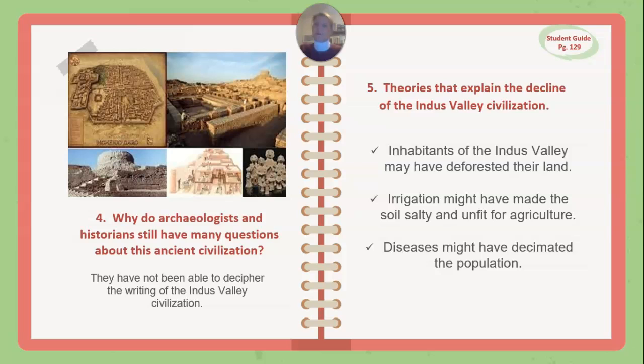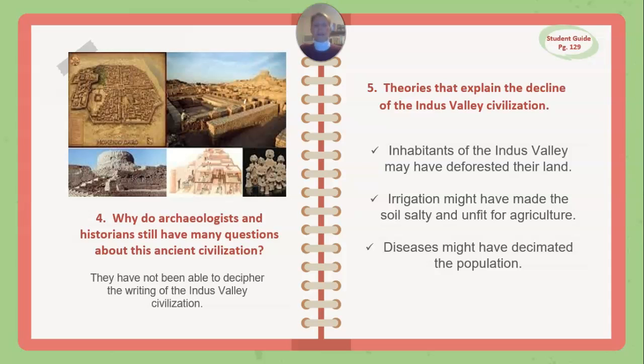Question number 4. Why do archaeologists and historians still have many questions about this ancient civilization? They have not been able to decipher the writing of the Indus Valley civilization. If you think back to other civilizations that have been studied, the discovery of the Rosetta Stone allowed archaeologists and historians the ability to decipher certain writings and certain language. There's been nothing like that found for the Indus River Valley, so they're not able to decipher what was meant by their language.